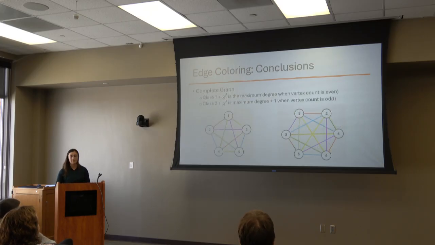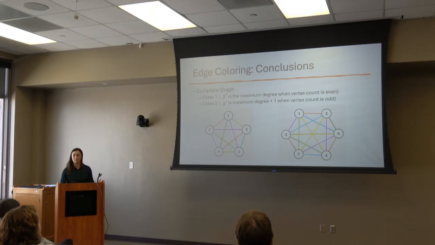Again, just like our vertex coloring, we can come to a few conclusions. Complete graphs are class 1 when n is even, and complete graphs are class 2 when n is odd. So that bottom left-hand graph is a K5 graph, so n is odd, so we'll need delta plus 1 to properly color it, and delta for a K5 graph, remember, is 4, so we'll need 5 colors to properly color that graph. And then that graph on the right is a K6, and since the vertex count is even, we'll just need delta colors, the maximum degree, so we'll need 5 for that one.